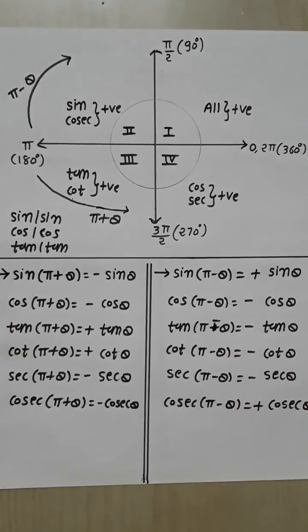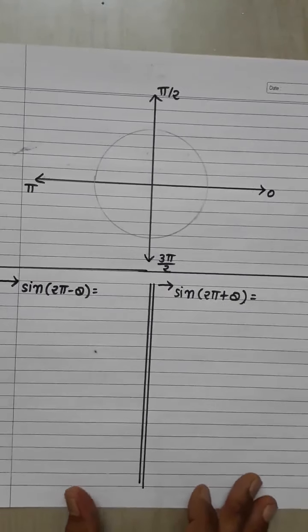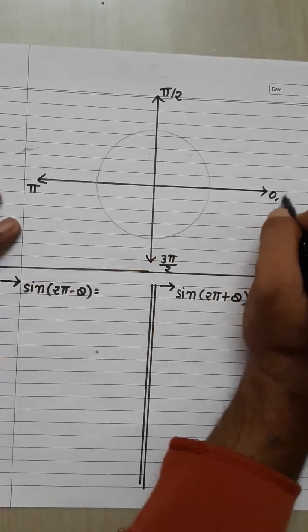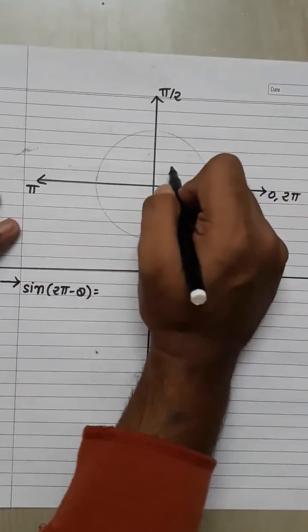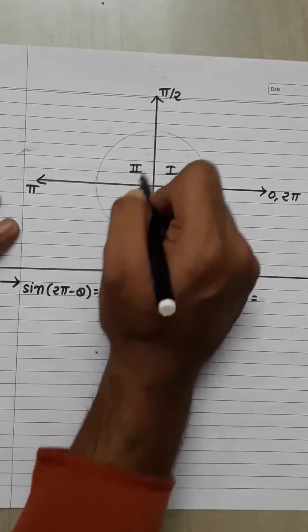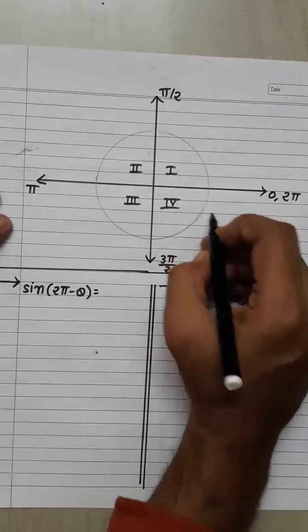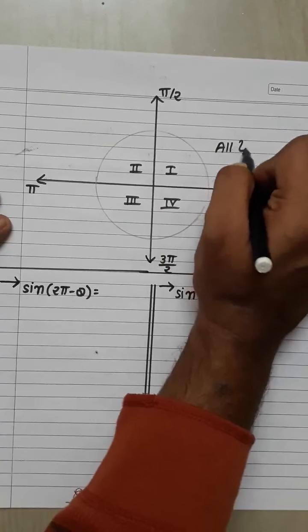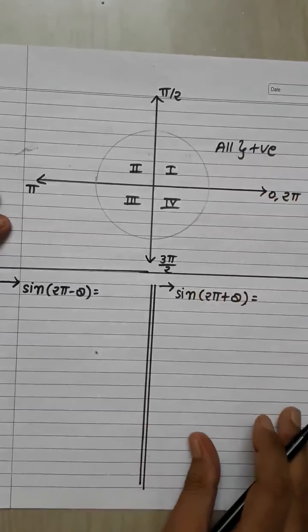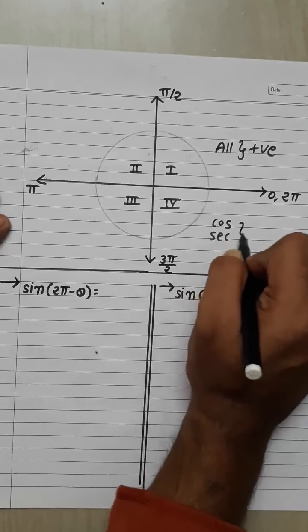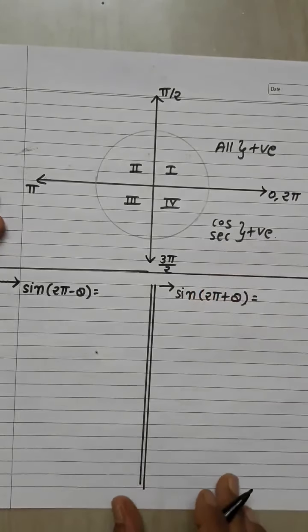Now suppose we have sine(2 pi minus theta) and sine(2 pi plus theta). How can we find out this value? Again the same process: here 0, pi by 2, pi, 3 pi by 2, and here we write 2 pi. Here are the first, second, third and fourth quadrants. In the first quadrant all six functions are positive, and in the fourth quadrant only two functions, cos and sec, are positive.